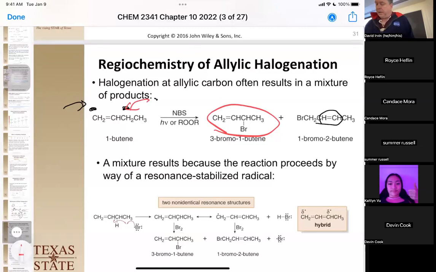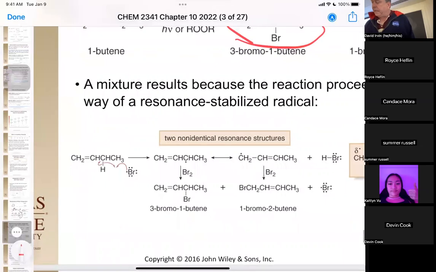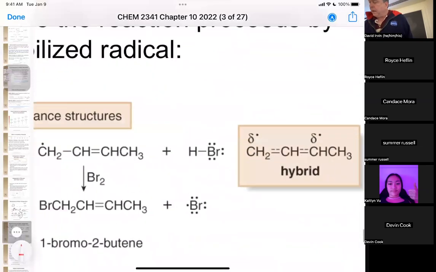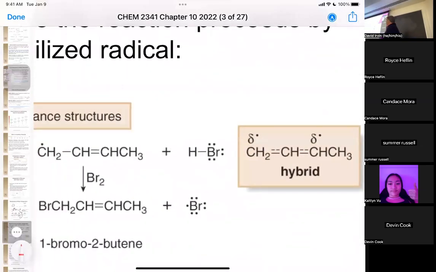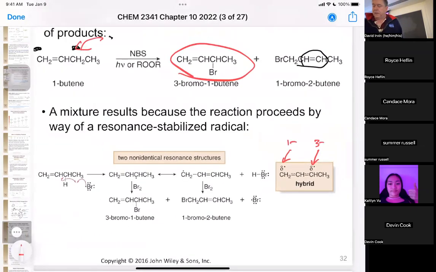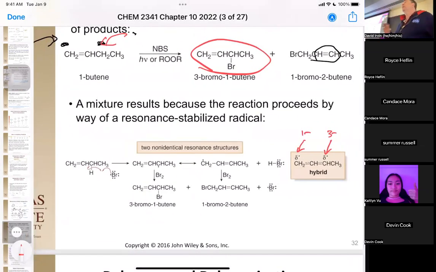Okay, but it all comes down to the fact that it could attack at either side of this resonance hybrid. If the bromine attacks here, you get the 1-bromo, and if it attacks here, you get the 3-bromo. Okay, questions on the regiochemistry of allylic halogenation?